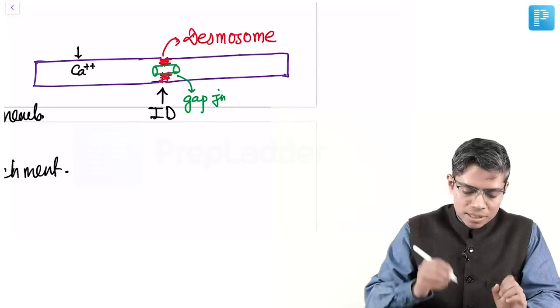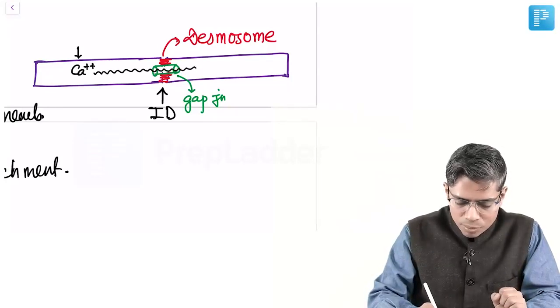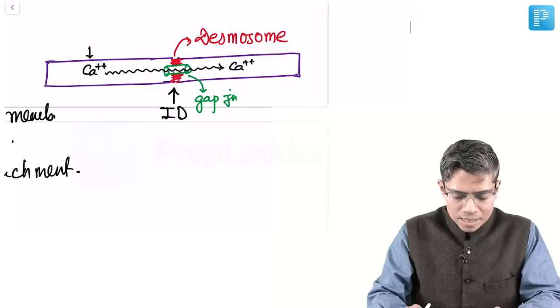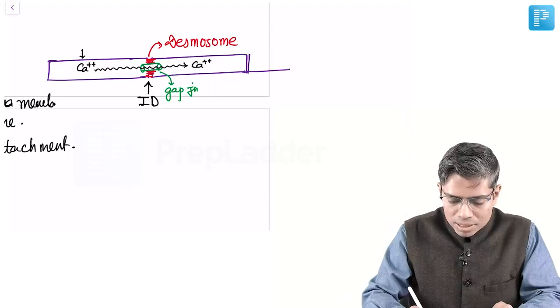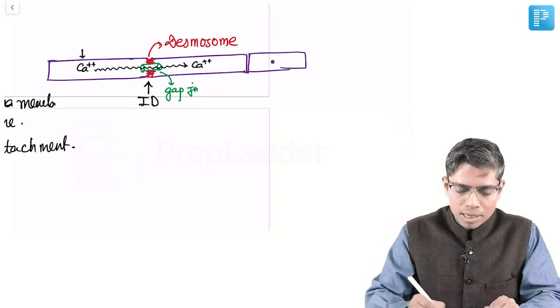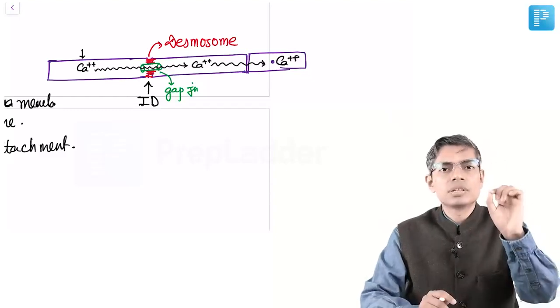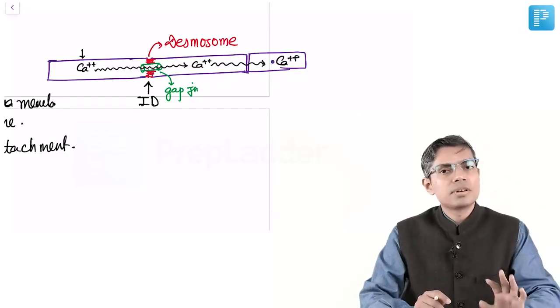But due to presence of this gap junction, the calcium will easily move from one cell to the other cell within fractions of a second. That means in case of myocardium, all the cells which are connected with one another will get this calcium within fractions of a second whenever you stimulate at one point of myocardium, right? So you try to understand.